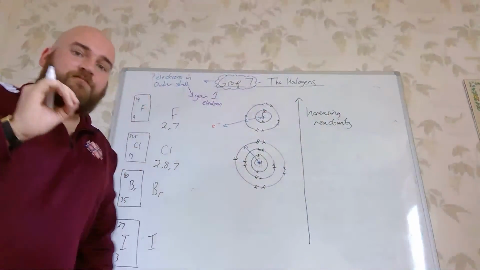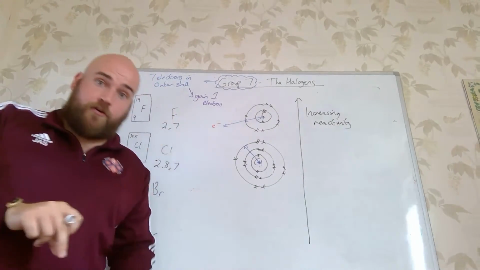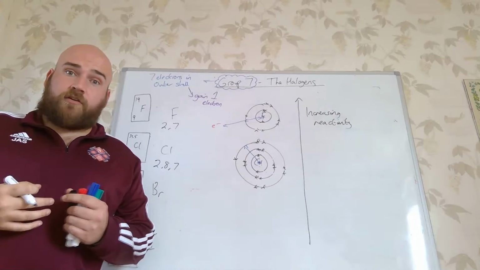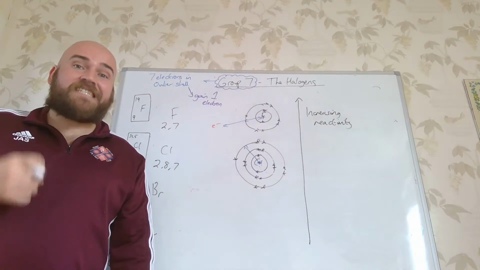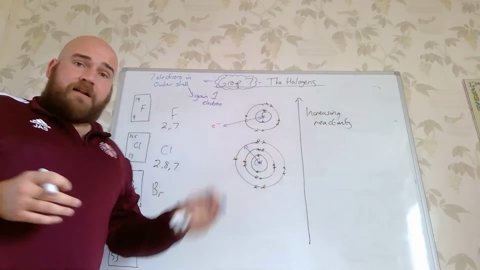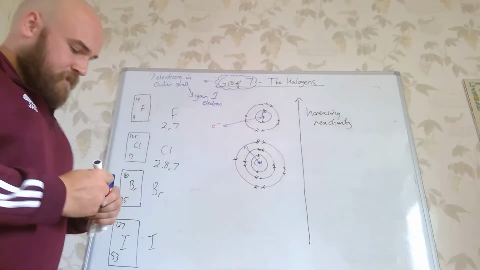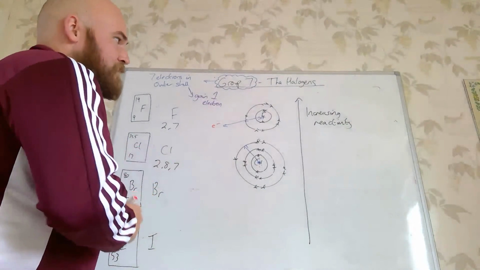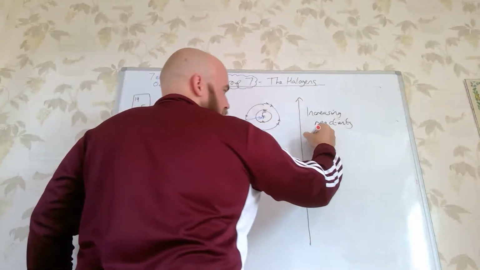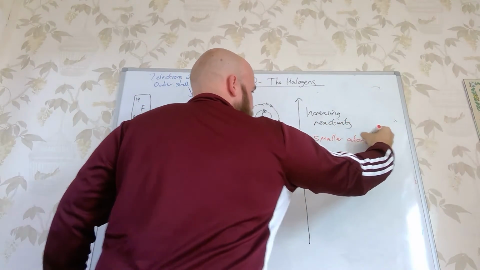So it's the opposite rules to the alkali metals, which got more reactive going down the group because they wanted to lose electrons. And the bigger the atom, the easier it is to lose electrons. Whereas fluorine and chlorine and bromine and iodine, they want to gain electrons. So it's the reverse trend. So why does it get easier to gain electrons? Well, smaller atoms. You get smaller atoms going up the group.